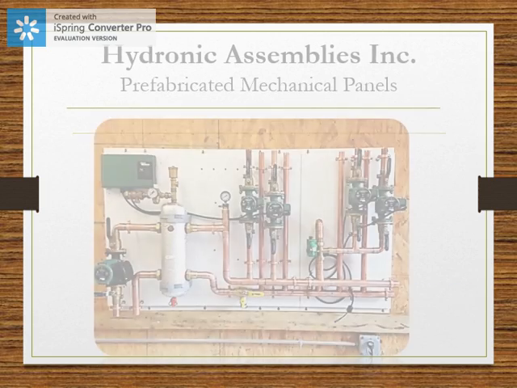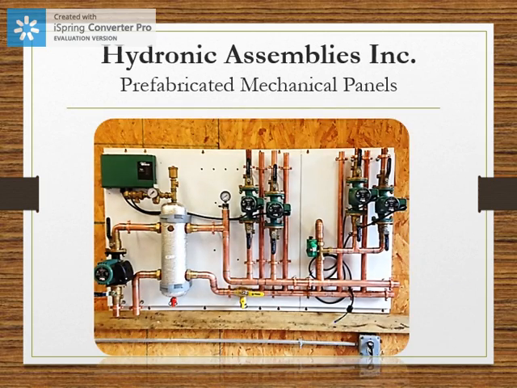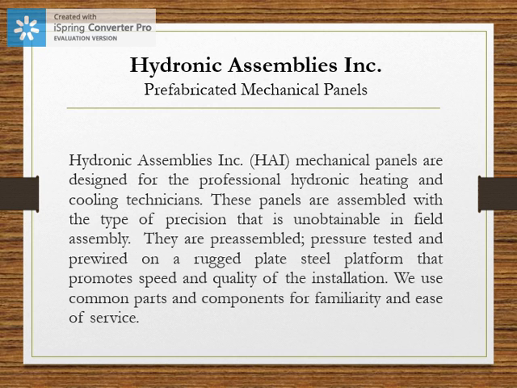We would like to introduce you to Hydronic Assemblies' line of prefabricated mechanical panels for all of your near boiler piping requirements. Hydronic Assemblies, Inc. mechanical panels are designed for the professional hydronic heating and cooling technicians. These panels are assembled with the type of precision that is unobtainable in field assembly. They are pre-assembled, pressure-tested, and pre-wired on a rugged 12-gauge plate steel platform that promotes speed and quality of the installation. We use common parts and components for familiarity and ease of service.